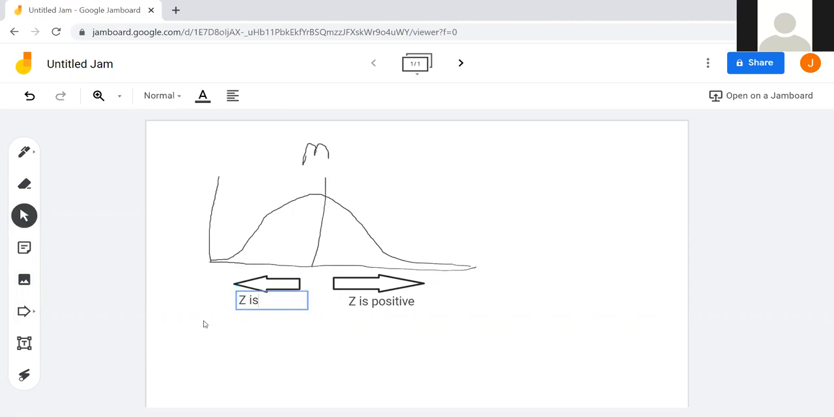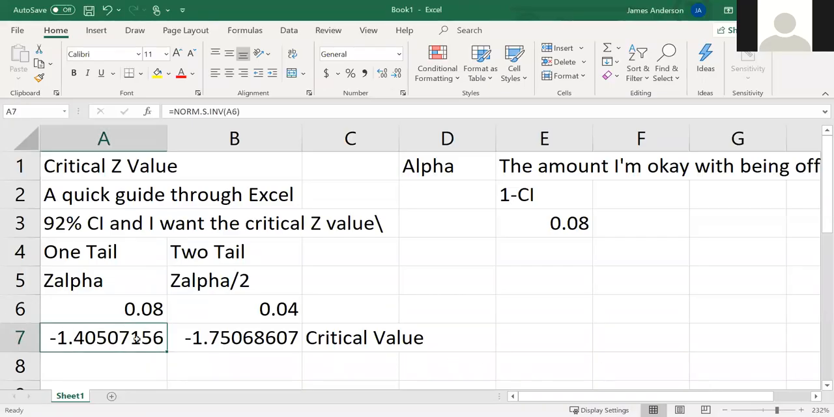Z is negative. Remember that on a distribution, on a z-score, that's what always happens. So what's happening here, go back to Excel, is I get negative values. The reason I get negative values is because I am telling Excel I'm looking at 4% and 8%, and those are at the far left end of my distribution.